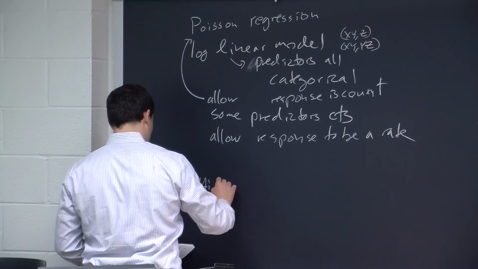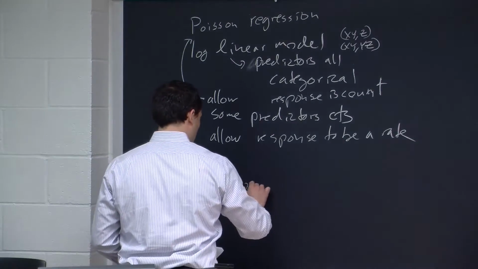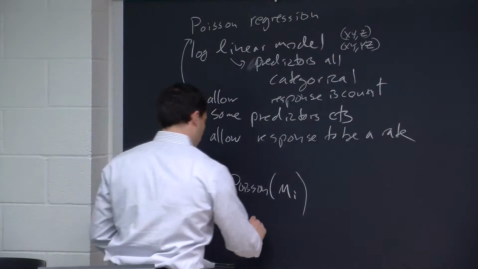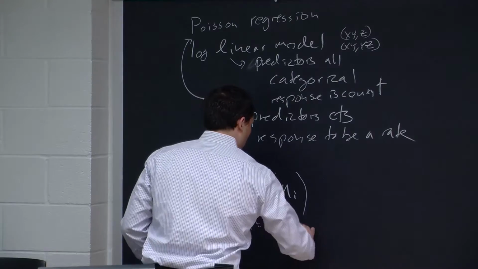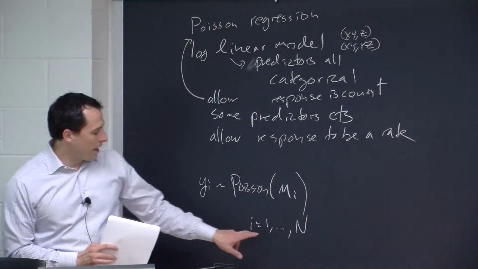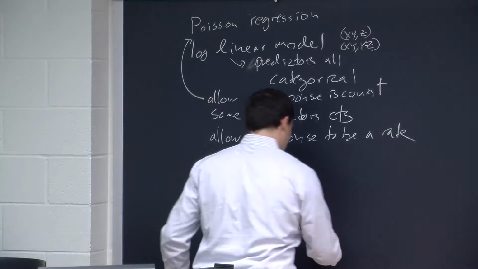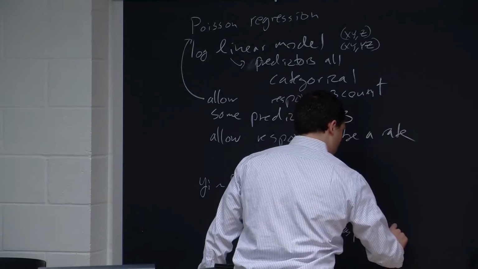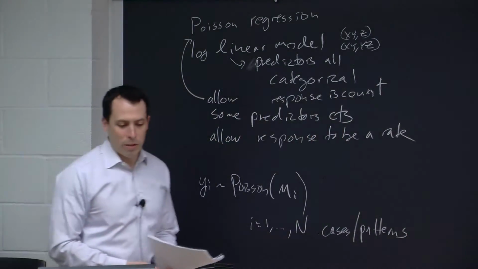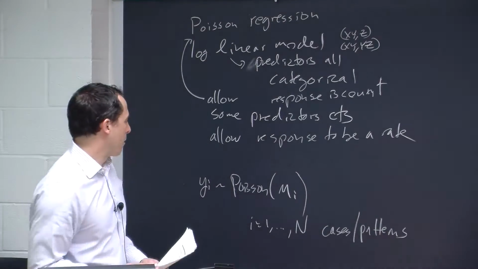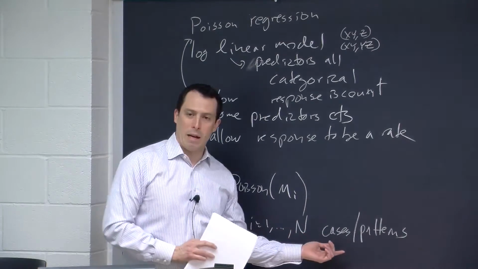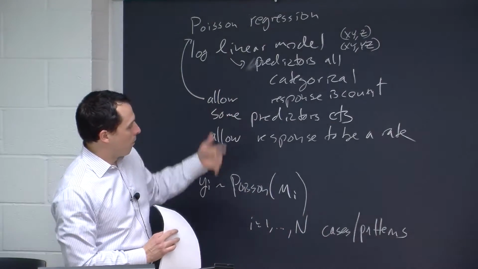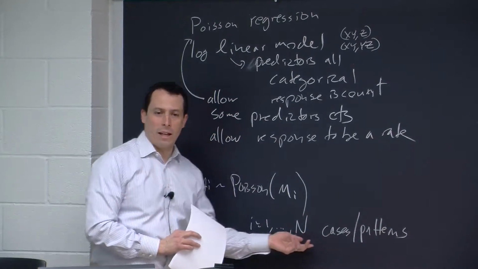So we're assuming that y is Poisson with some mu, and we have some set 1 through n of cases or patterns. In the multinomial pure contingency table setting, these cases or patterns correspond to the cell in the table, and the count would be the number that we see in that cell.